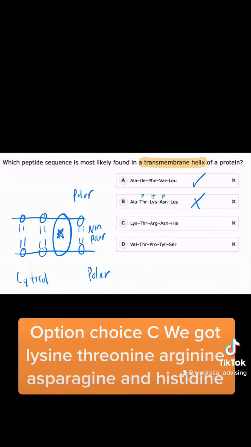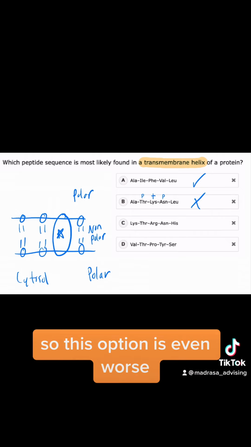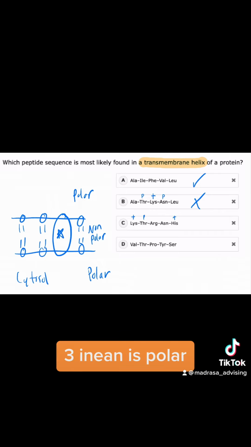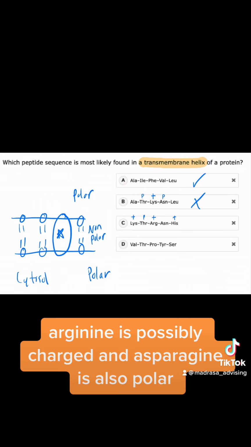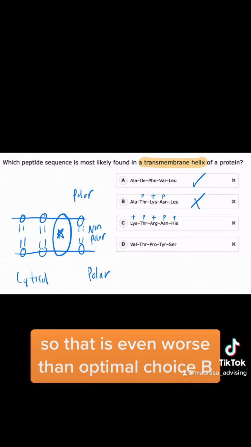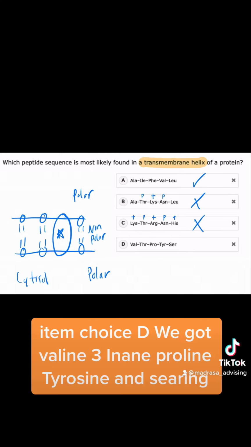Option choice C, we got lysine, threonine, arginine, asparagine, and histidine. So this option is even worse. Lysine is positively charged, histidine is positively charged, threonine is polar, arginine is positively charged, and asparagine is also polar. So that is even worse than option choice B. Let's rule that out.